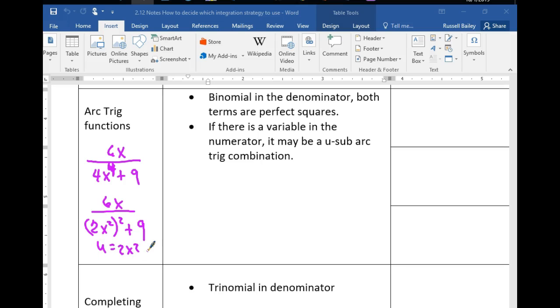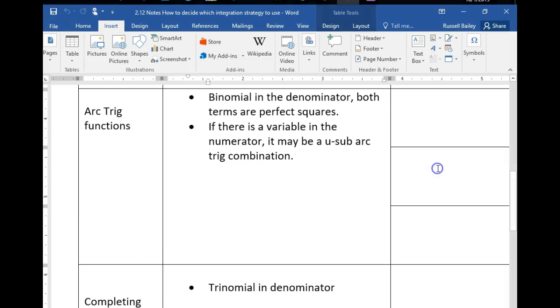Okay, so if you have a binomial in the denominator, both terms are perfect squares, it's probably an arc trig. And if there's a variable in the top, it may be the one where you have to rewrite it as a square and do a u sub before you can do the arc trig. Okay, so that's another thing that we've looked at. Let's take a look at another one.